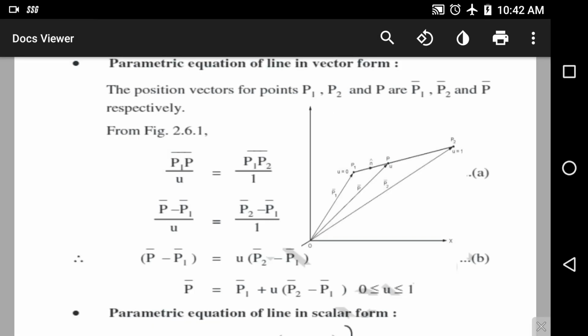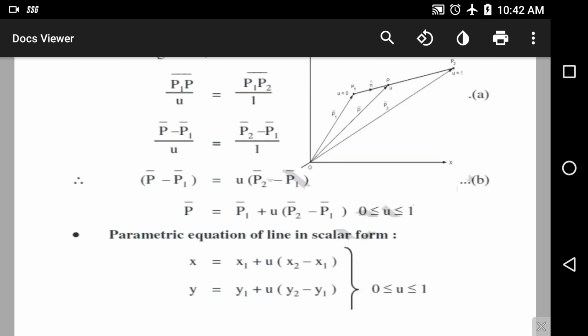So the parametric equation of any point on the line is p bar equals p1 bar plus u into p2 bar minus p1 bar. If I write this parametric equation in scalar form, where p has x, y, z and p1 has x1, y1 and z1, then x equals x1 plus u into x2 minus x1, the same for y and z. The parameter u goes from 0 to 1.